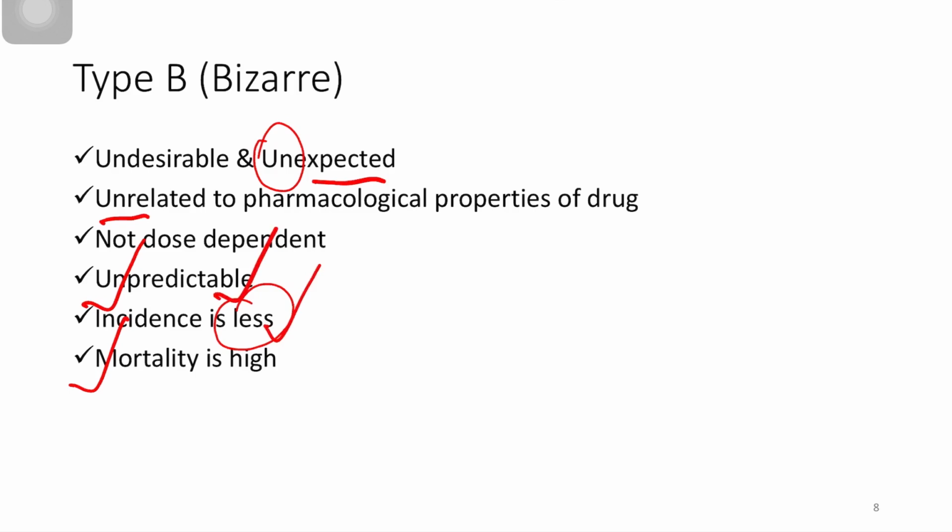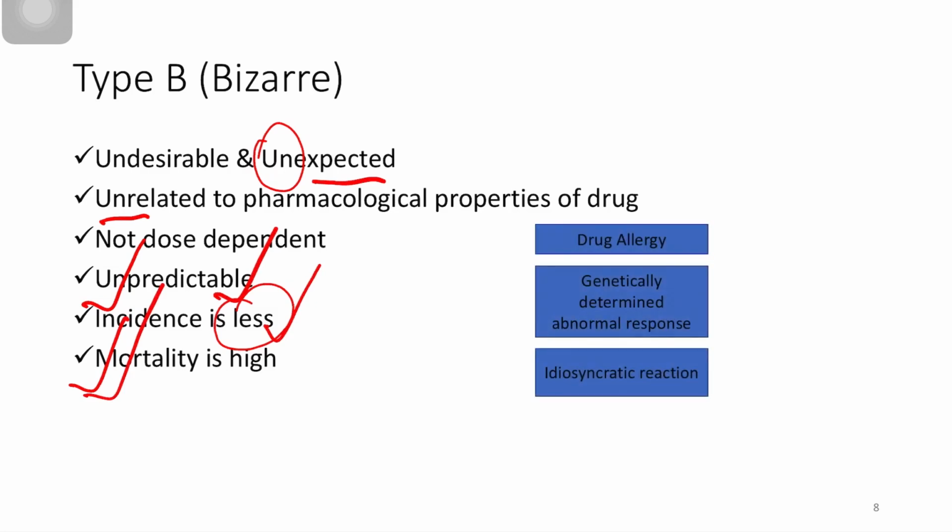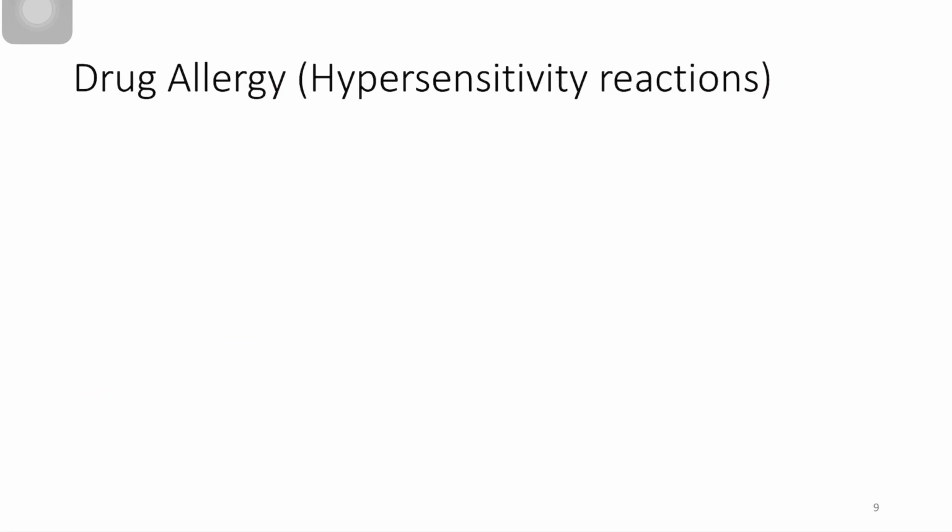Type A has low or less mortality, whereas here the chances of mortality are high; the patient might die as well. There are also three types in type B reactions. First, drug allergy. Second, genetically determined abnormal response. And third, idiosyncratic reactions. Let's talk about allergy.